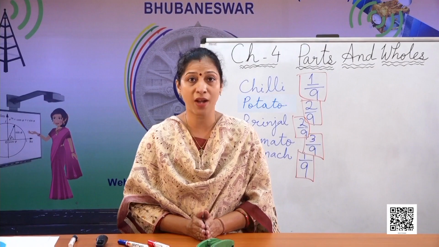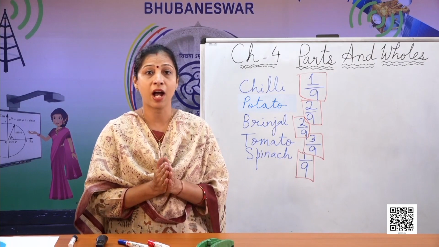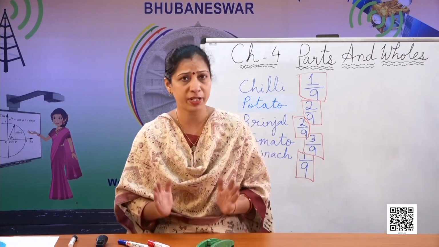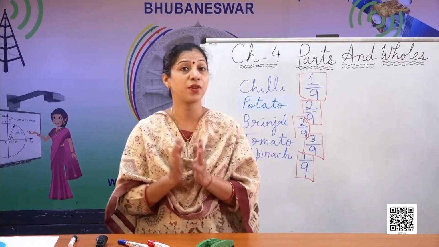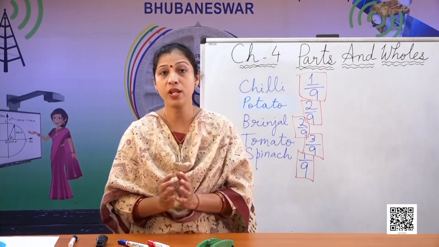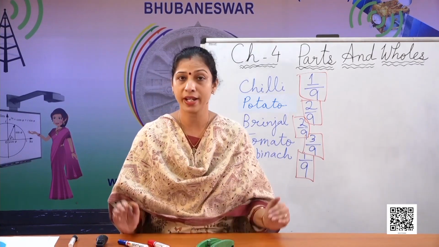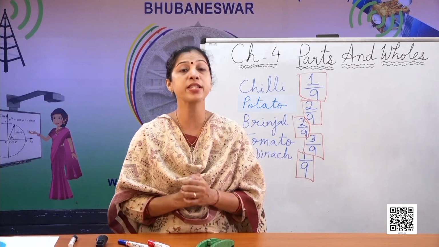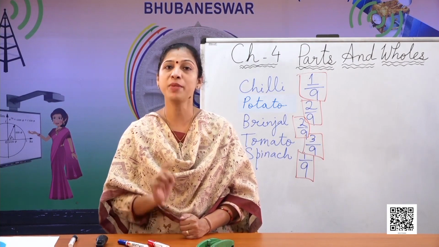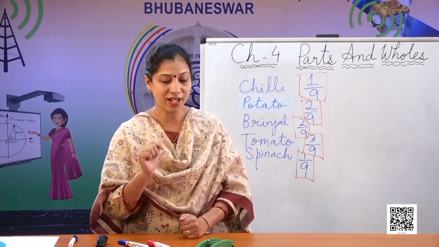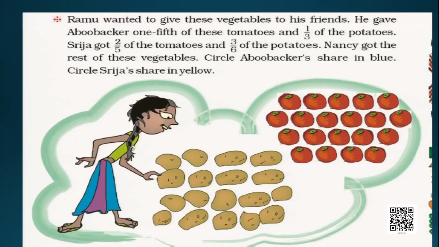Now first we have to find out how many tomatoes Abu Bakar got and how many potatoes Abu Bakar got. We have to first find out the number for the whole number of potatoes and whole number of tomatoes. Whenever we want to find out the parts, we first have to find out the value of the whole. That means we have to count how many tomatoes are there and how many potatoes are there. So count now. By the time I erase, you just keep on counting how many tomatoes and how many potatoes are there. Now did you finish counting the total number of potatoes and the total number of tomatoes?